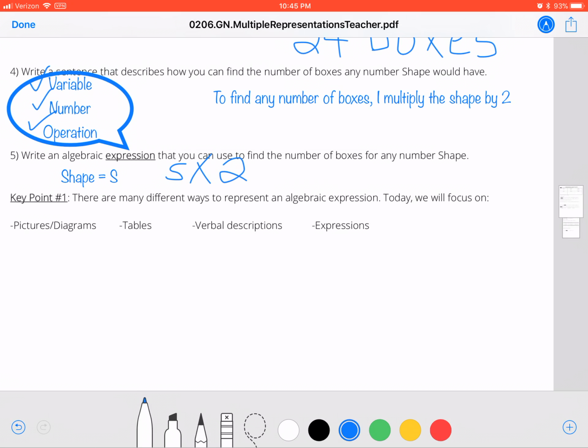Is this the best way to write this? No, technically the best way would be 2 first with S behind it, because this is the way that it will always look in our algebra classes.